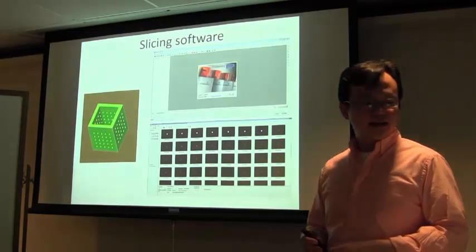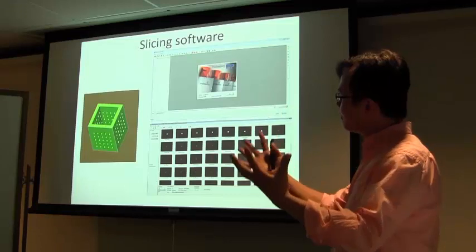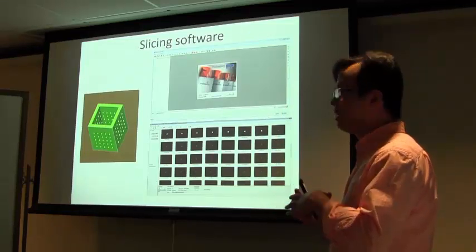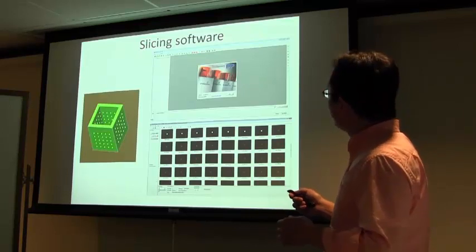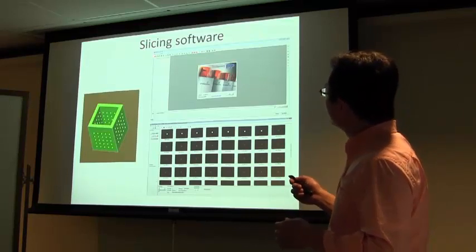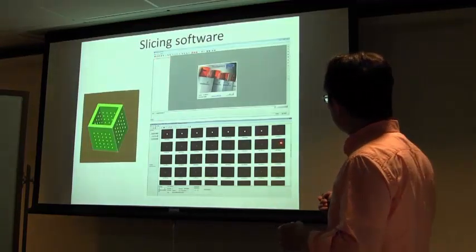Then I talk about the slicing software. You still remember we start from the 3D model, and we slice it into a lot of 2D images. Usually the software also comes with the machine. All you need to do is import it to the software called Factory, and the software will slice it for you into a lot of 2D images here.